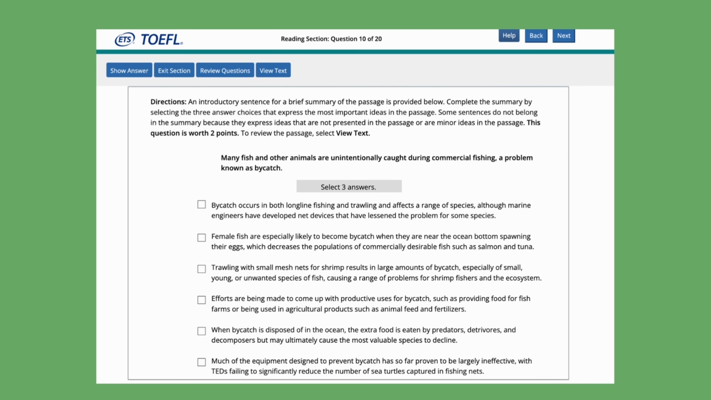This is what it looks like. This is a screenshot from the official ETS. A lot of directions, the fact that it's worth 2 points. You can see that the summary is in bold there, and then you select 3 answers. And again, the order does not matter. You can see that this is the last question of the passage. It's question 10 of 20, so that would be question 10 of the first passage. The next question will be the next passage.